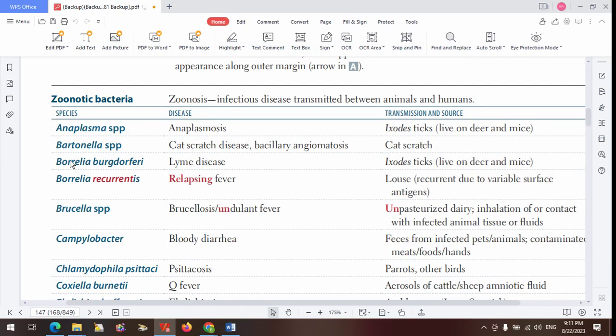Ixodes tick, they can transmit Babesia, they can transmit what other infection do we say? Babesia, anaplasma, what? For Ixodes tick. That's anaplasma, the Q fever, rickettsia, right? Lyme disease. No, we have not mentioned Q fever. We don't mention Q fever today.